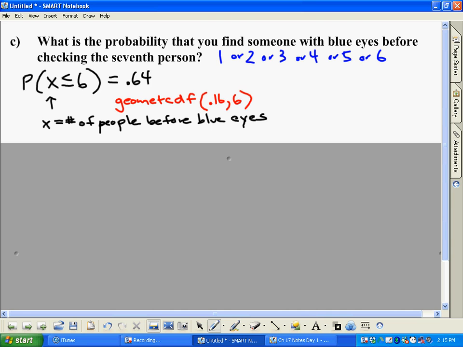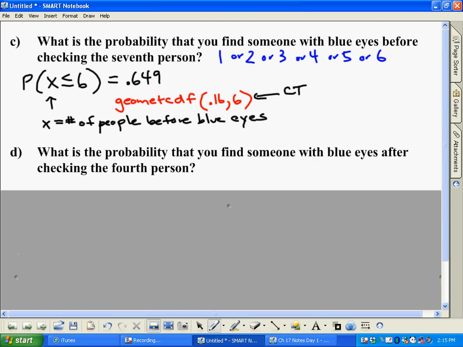So this is a function that can help you figure out anything from 1 and above. And what I wrote here in red, once again, is what we call calculator talk. And if you have it, it's nice, but it doesn't count as full credit. What you want to have is what I've written over here: the probability that it happens on or before the sixth person, and define x as the number of people before you find somebody with blue eyes.